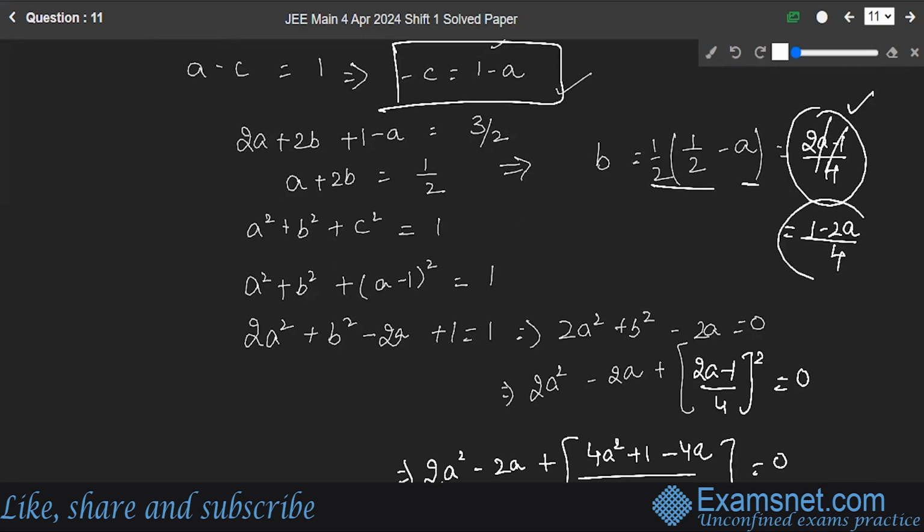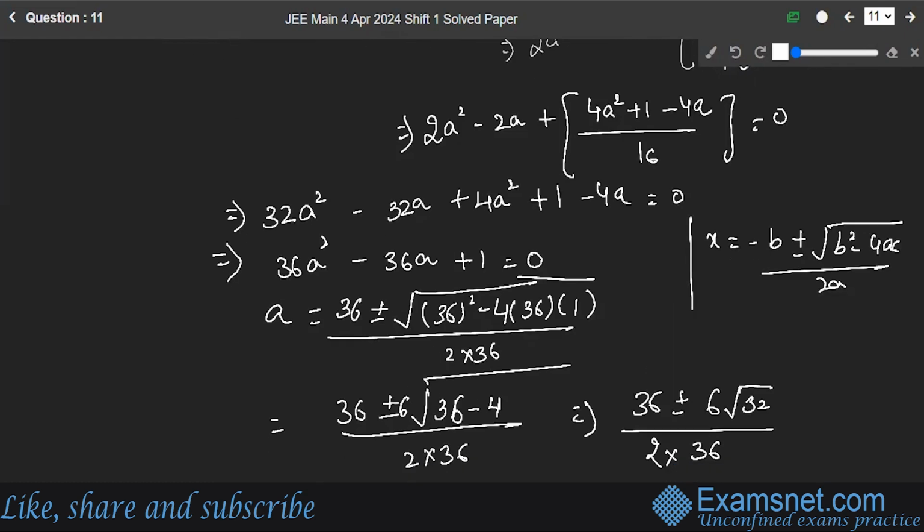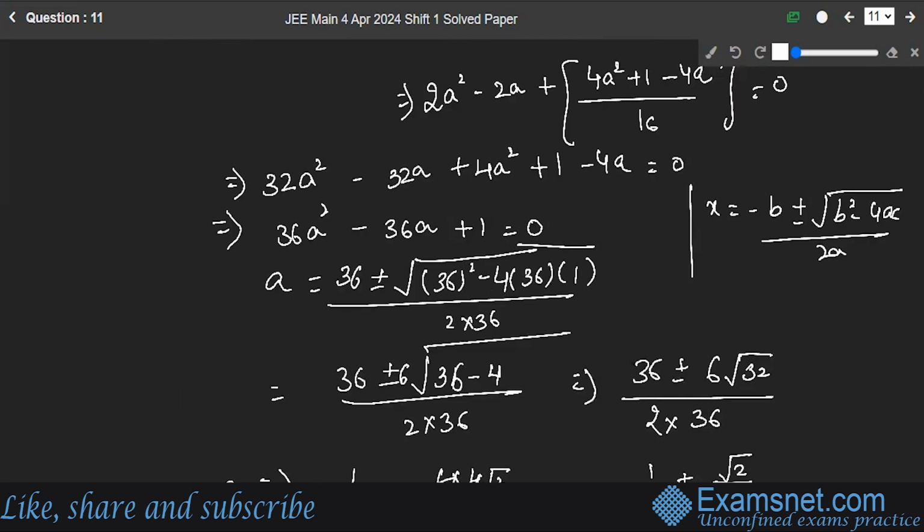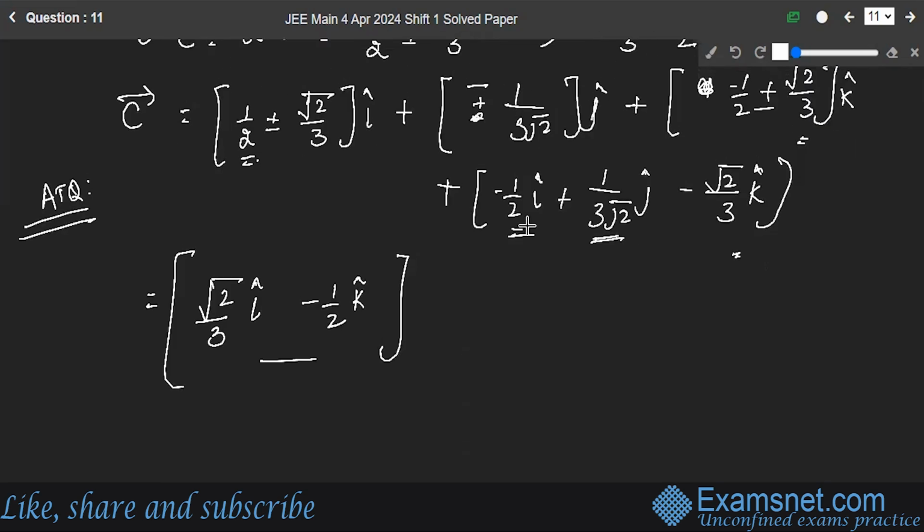This was B equal to (1 minus 2a) upon 4. And because of that, what happened? The B value is minus plus 1 upon 3 root 2, which will cancel when I'm adding. So this will cancel with this because there is a negative sign first, right? All right, let's move to the next question then.